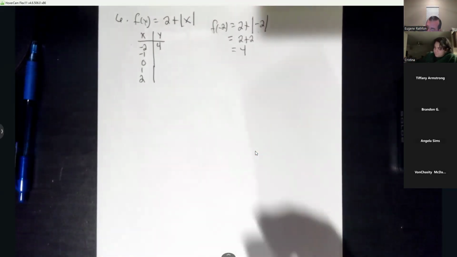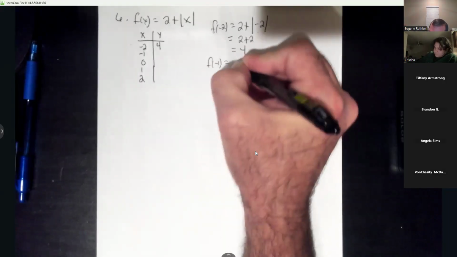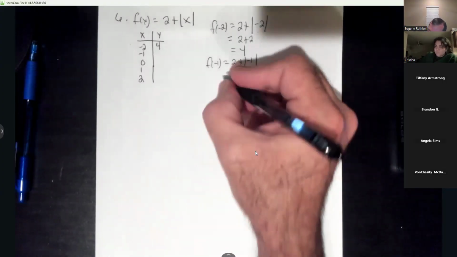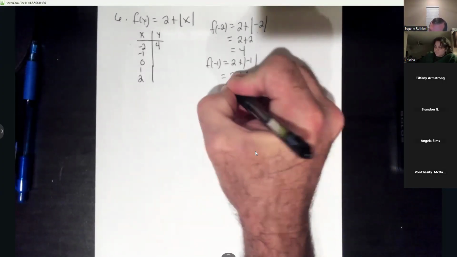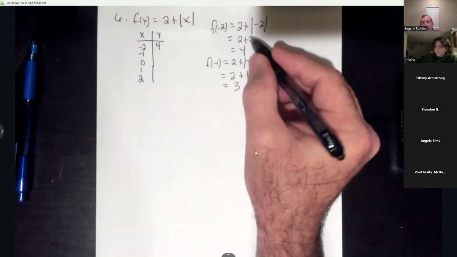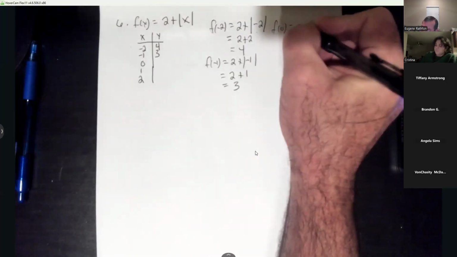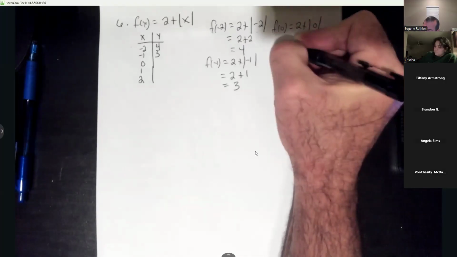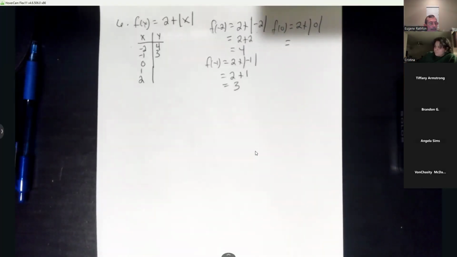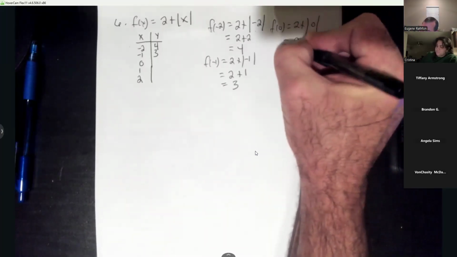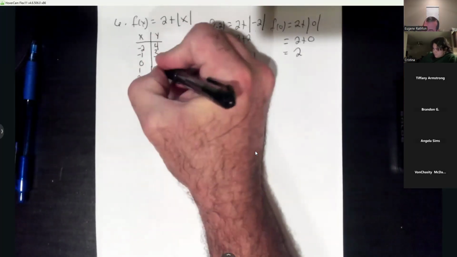All right, put me a negative 1 in there. So good job. That'll be 3 because that'll be 2 plus 1, which is 3. So remember, when you come out of absolute value, you're going to be a positive number, okay? All right, f of 0 will be 2 plus absolute value of 0. All right, what are we getting there? 2, good job, because that's 2 plus 0, which is 2.